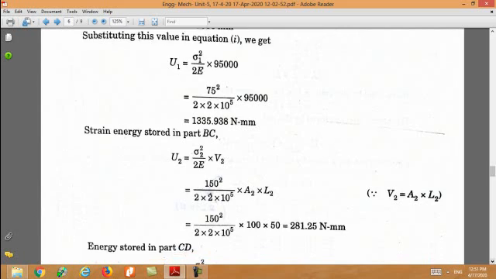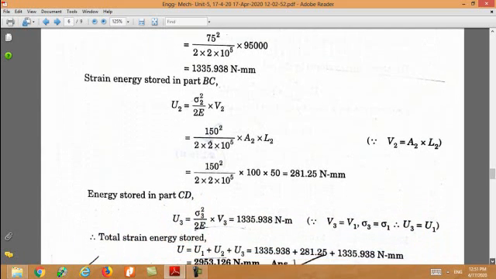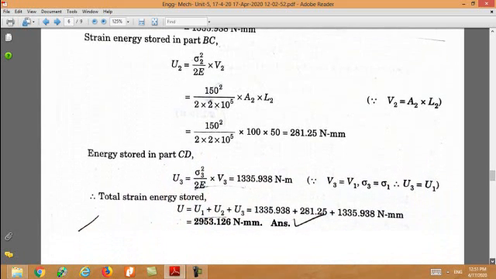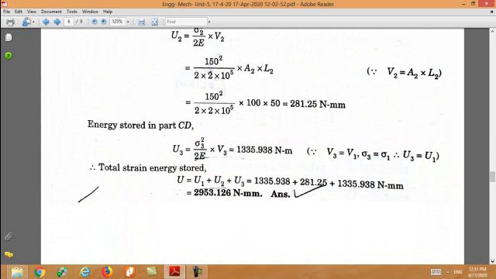In the same way, strain energy stored in the second section BC. In the same way, energy stored in the part CD. So total strain energy is the sum of the calculated individual strain energy for each section. So total strain energy will be this, is it?